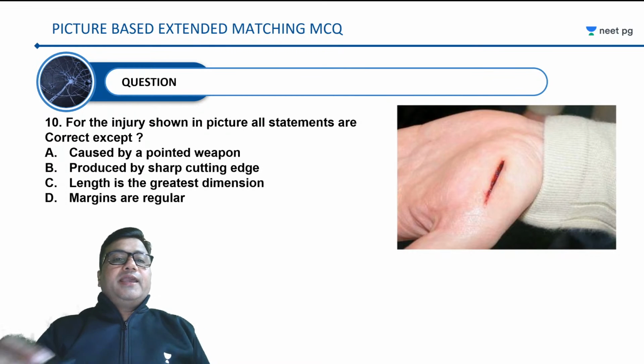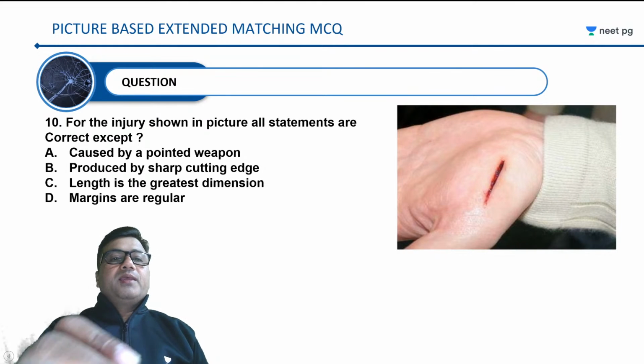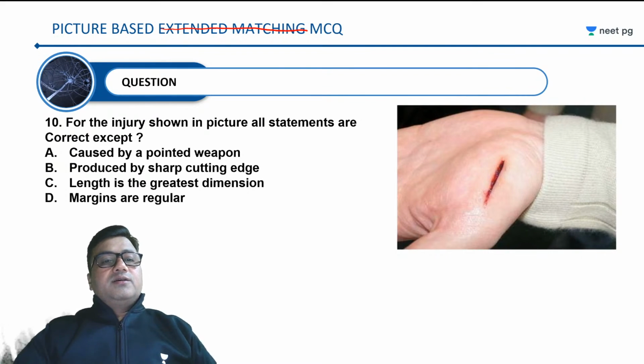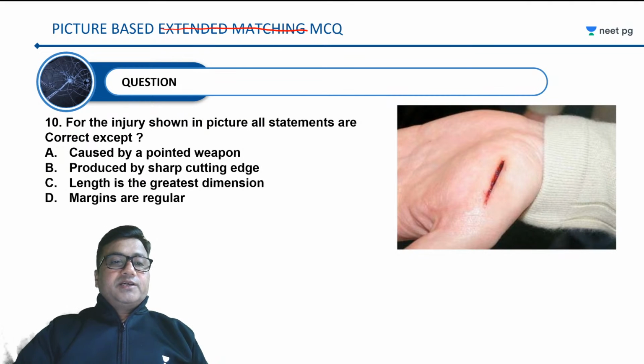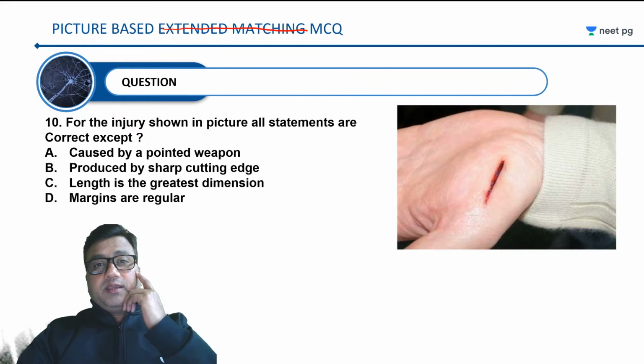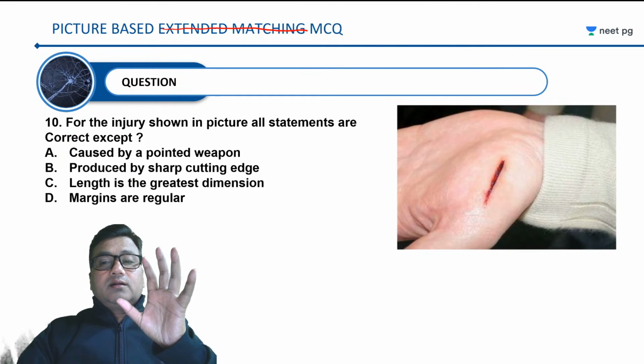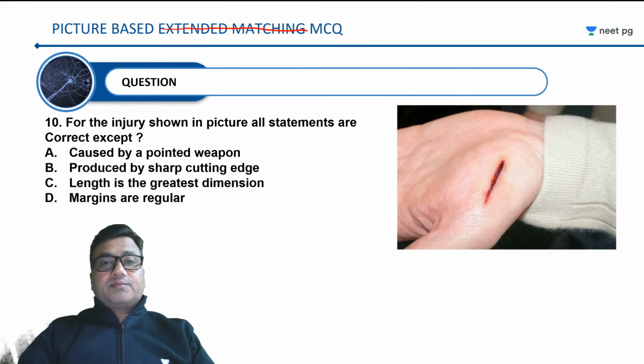So the next question is again a picture based question. It's not an extended matching picture based question, it's a simple picture based question. The question says, for the injury which is shown in picture, all statements are correct except. Now, for answering the question, we should first of all be able to identify the injury correctly by looking at the picture.